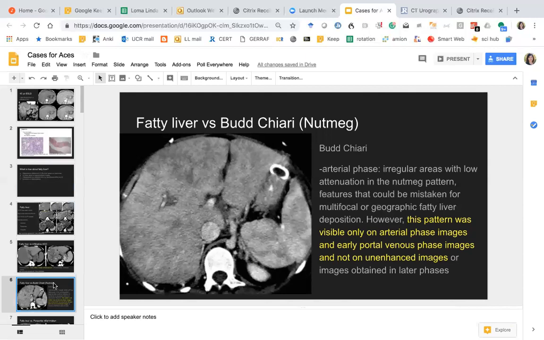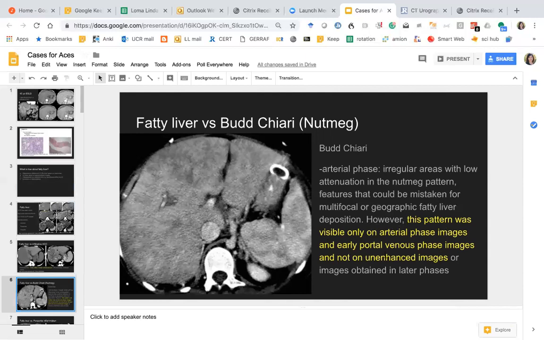To differentiate that from Chiari, which was the other differential diagnosis raised in the original report, with Chiari you see the pattern typically only on arterial phase. It goes away on the portal venous phase.